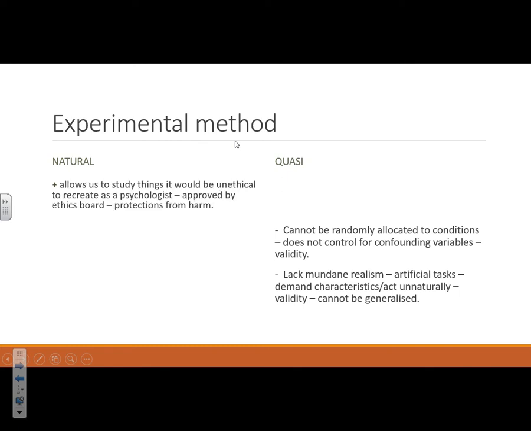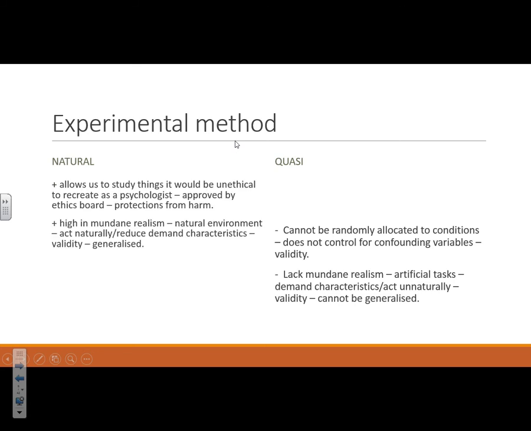experiments. So a strength for natural is it allows us to study things that would be unethical to recreate as psychologists. It's not ethically appropriate for us to create a war and then see how people respond to that, or put people through an earthquake or a terrorist attack and see how they respond psychologically. So natural experiments allow us to do that, therefore more likely to be approved by an ethics board, increases protection from harm, so allows us to conduct research that we wouldn't otherwise.